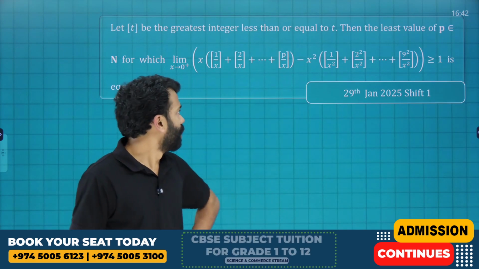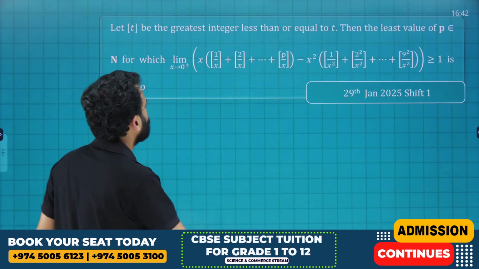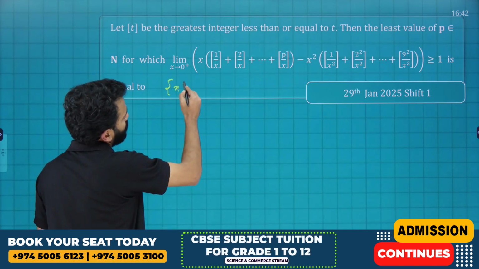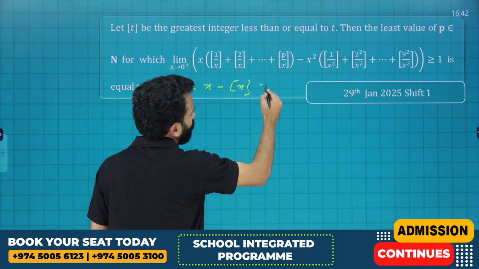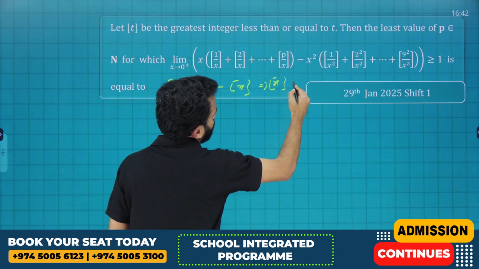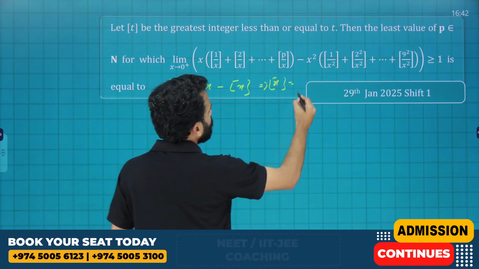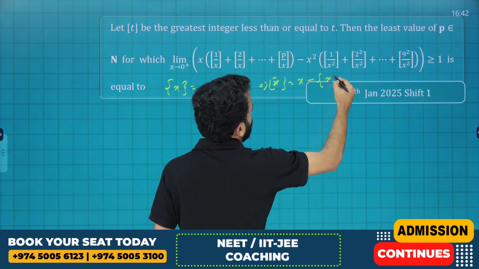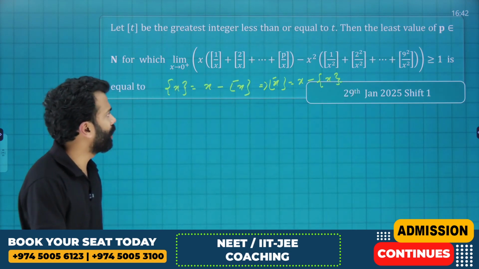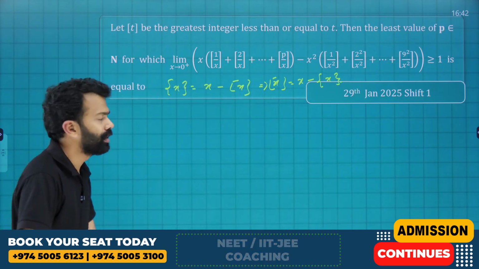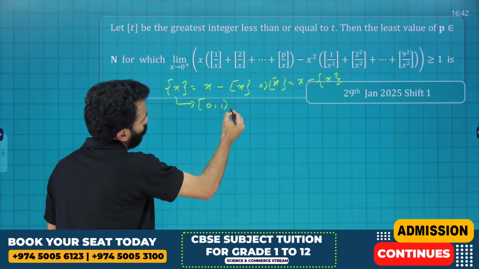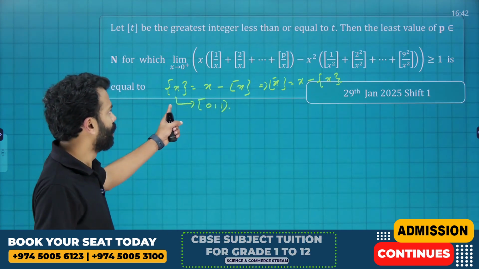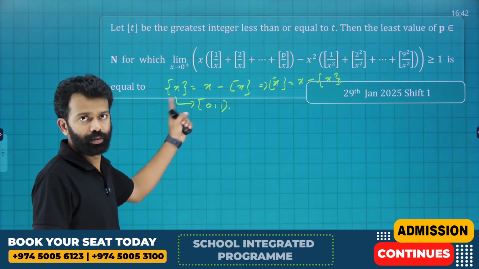We know that the fractional part of x is equal to x minus box x. So from here, box x is equal to x minus the fractional part of x. And what is the range of the fractional part of x? It lies in the interval from 0 closed to 1 open. That is what the values of the fractional part of x are shuttling between.